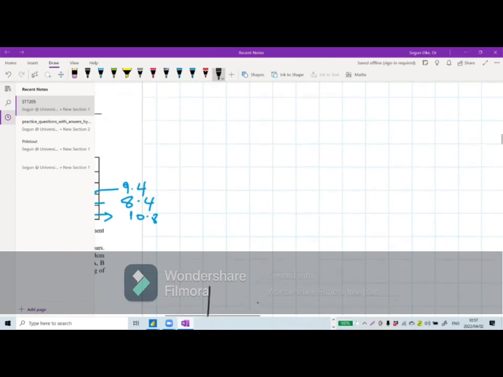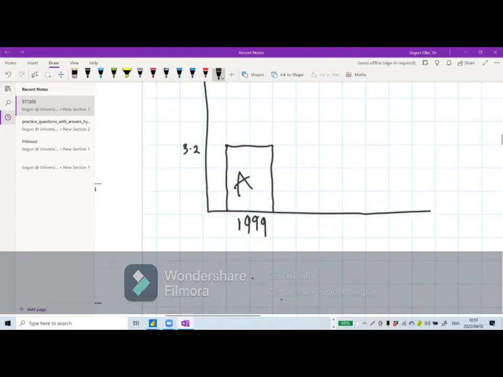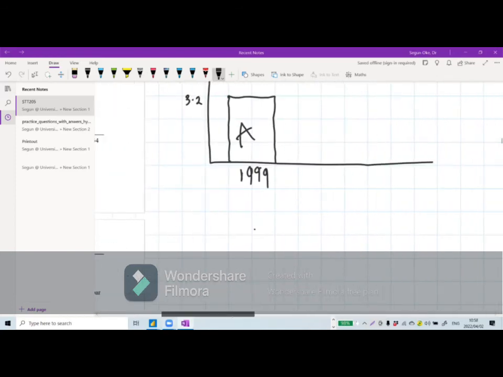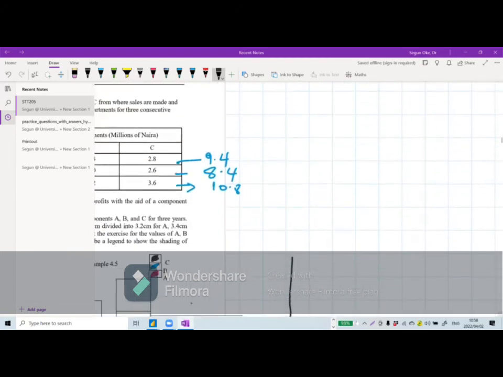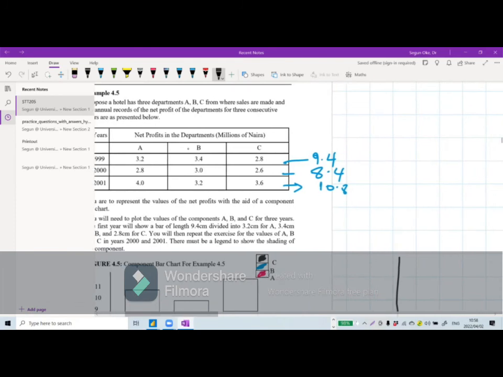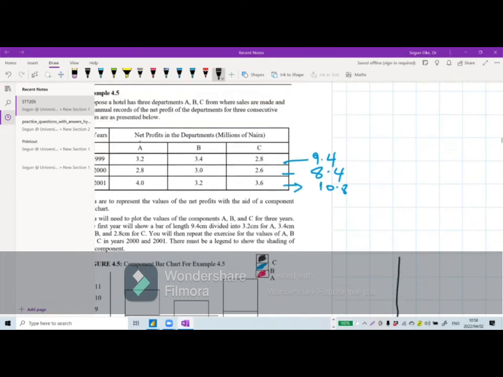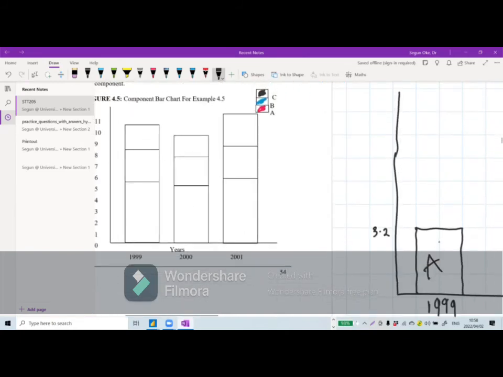Let's go to the table, please. Remember, you have 3.2. The next one is what? 3.4. They said net profit in the department, a million. So look at what? Everything is 9.4. Yes. But let's say this is a department. We only have 3 departments, and we want to represent the profit in a year.